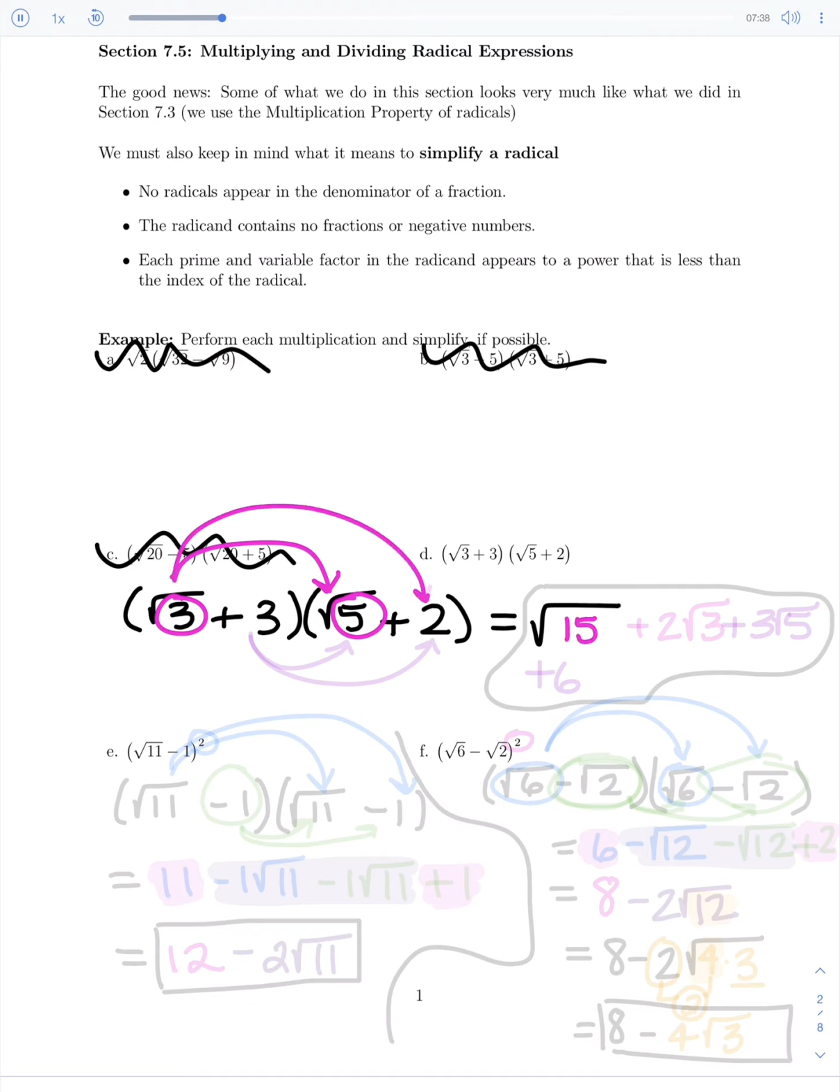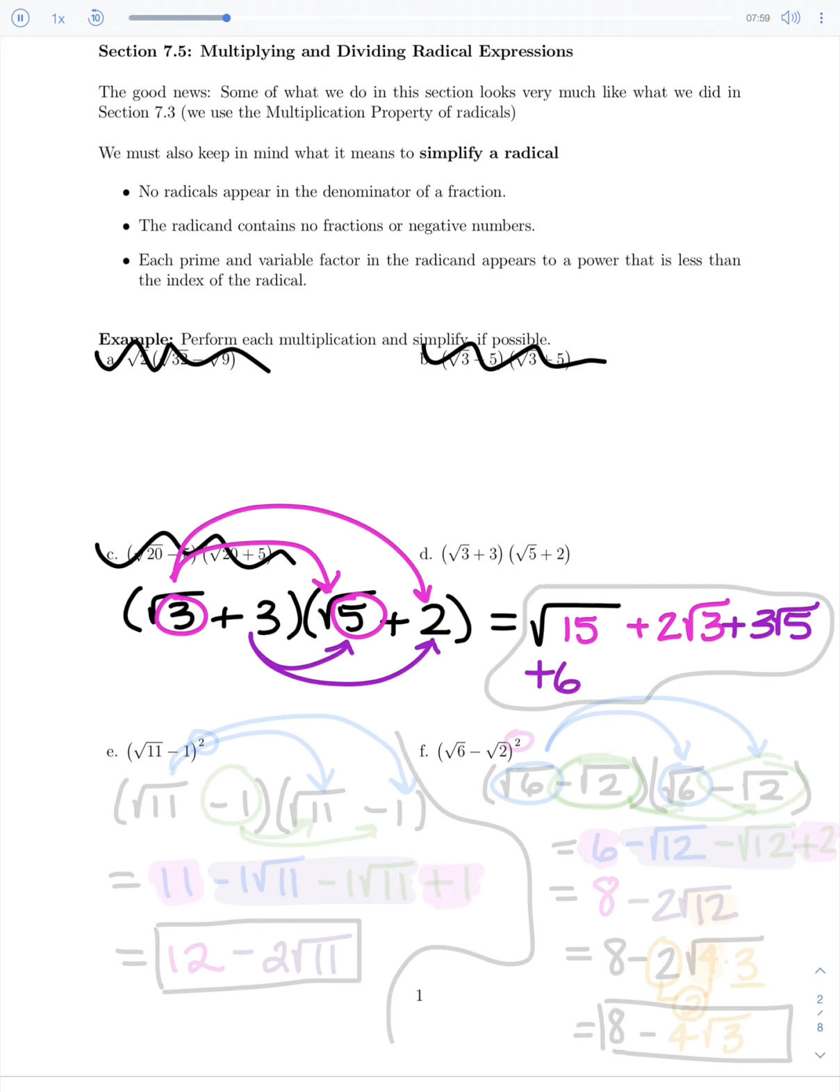Then we can multiply the square root of 3 times 2. Well, the 2 is on the outside, the 3 is on the inside. It'll stay that way. So 2 square roots of 3. Continuing with the FOILing process, we have 3 times the square root of 5, which will give you 3 square roots of 5. And lastly, the 3 times 2 will get you a positive 6.